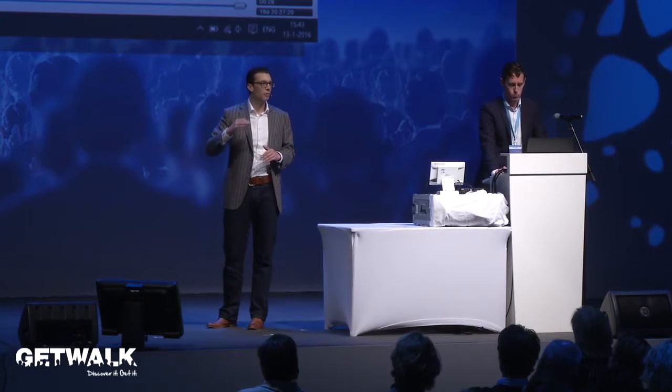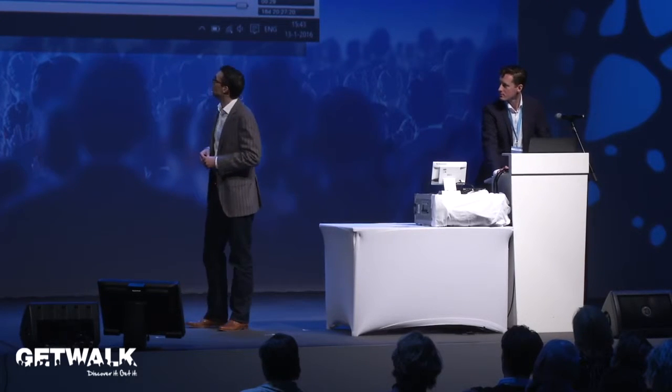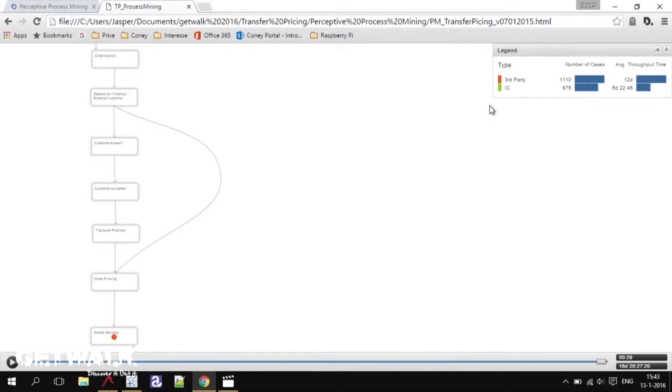This analysis could perfectly support the explanation to the tax authorities of why we are charging intercompany customers a lower price than third-party customers. Next, in the top right corner, a bar is filling with all the orders that have run through the process.